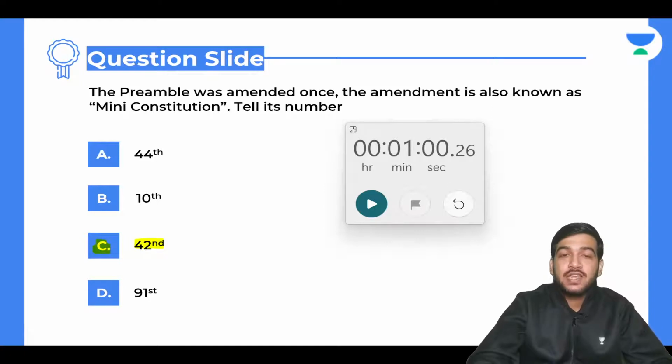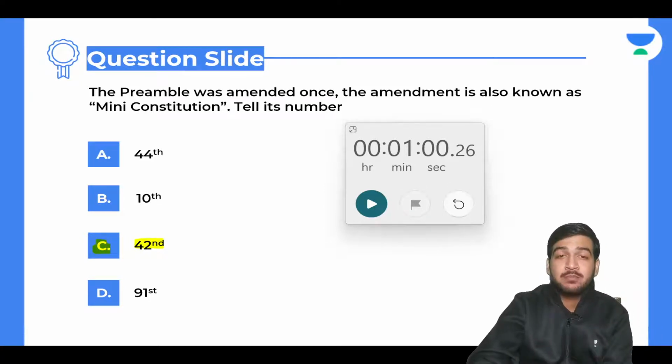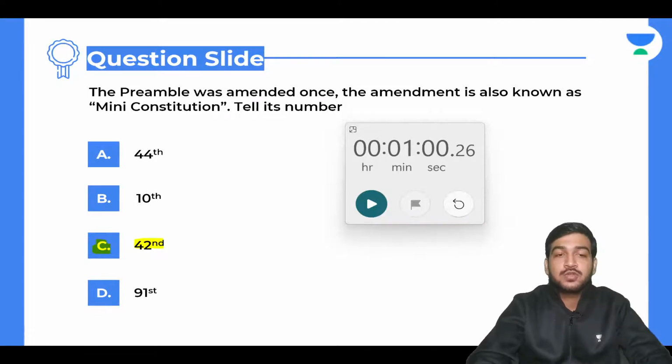All of this was then overturned through the 44th Amendment Act, but it retained some changes of the 42nd. The 42nd was so humongous in its size that it is also known as a mini constitution.